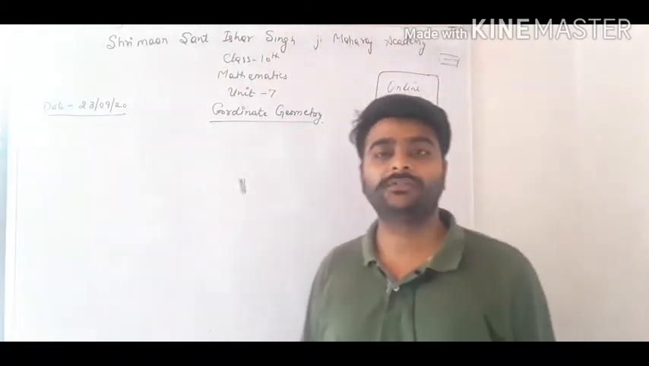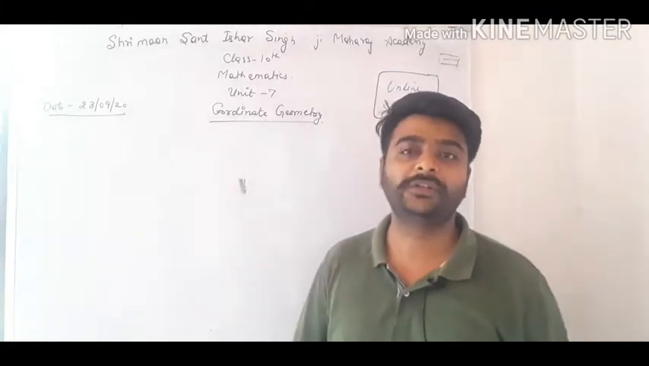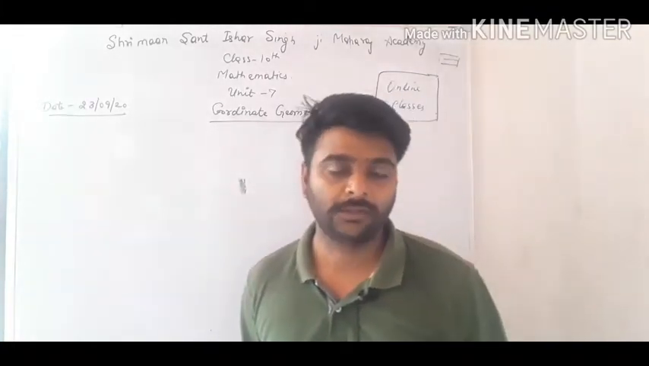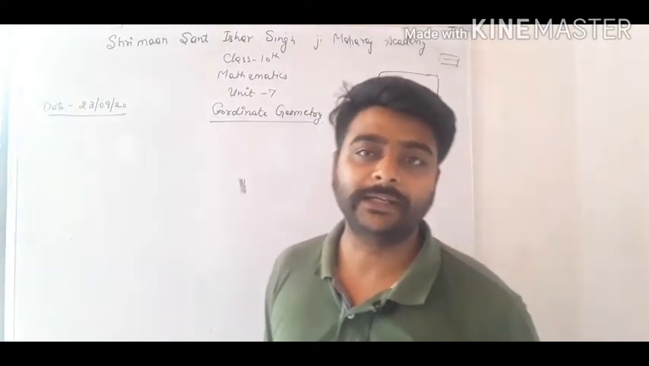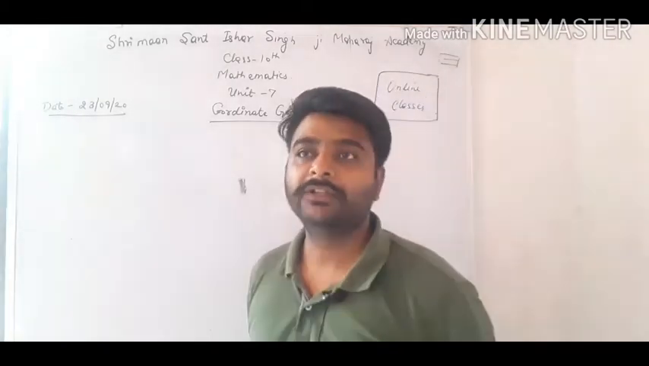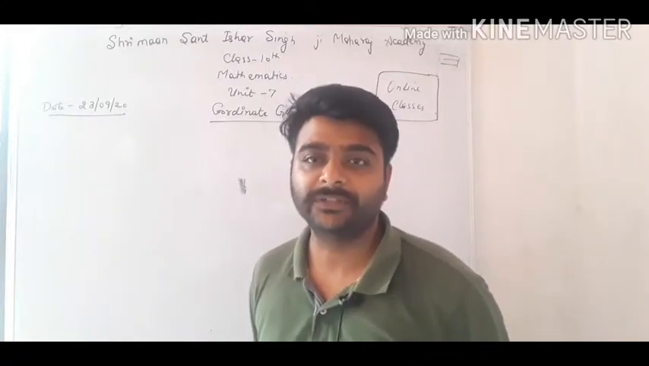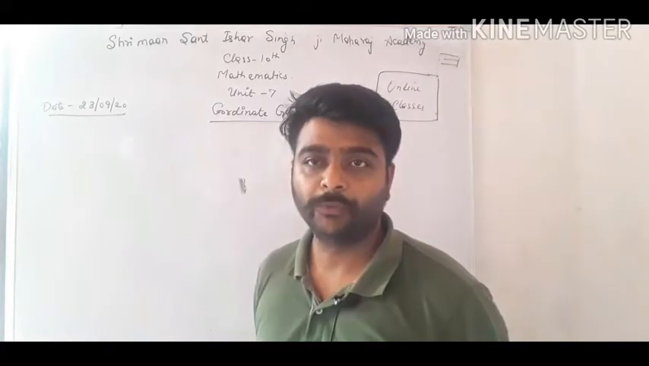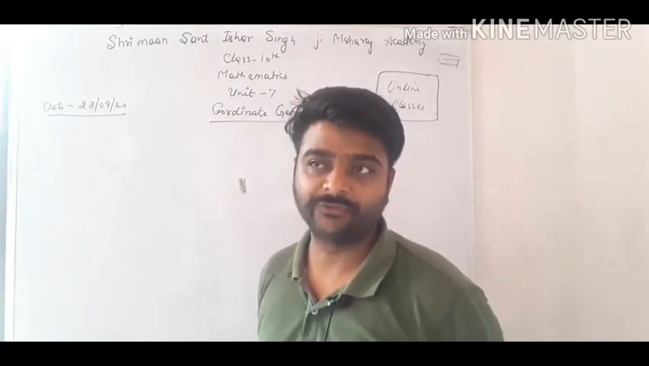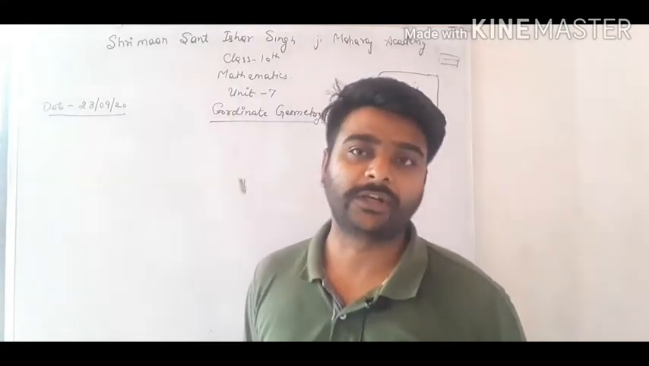Good afternoon class. Today we are going to start unit number 7 of mathematics class 10. Previously we had studied unit number 8 and 9 in detail. Today we will discuss unit number 7 with the basics. In this unit there are three formulas: one is the distance formula, another is the section formula, and the third is the area of a triangle.